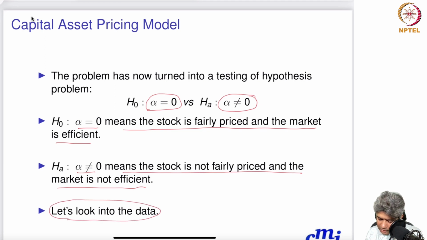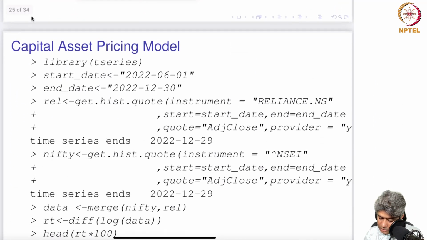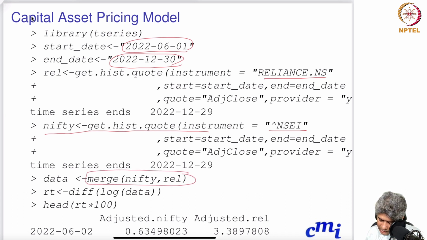Let's look into the data. I have taken Reliance Industries data between the 1st June 2022 and the 30th December 2022, so about 6 months of data. During the same time I have taken Nifty data also, and then I merged the two data sets and calculated their log return.